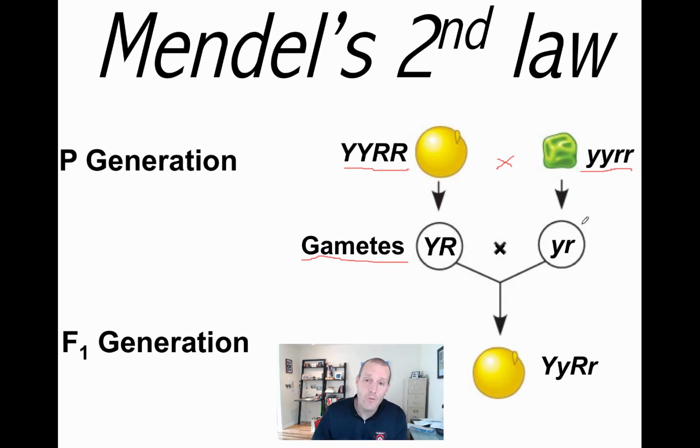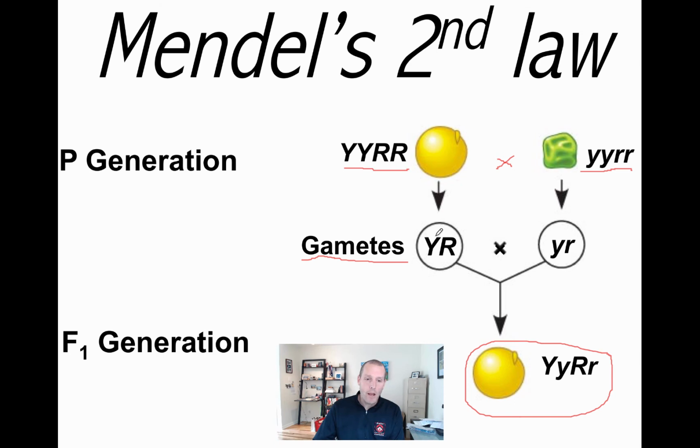And the same reasoning holds true for the other parent, and because that only has little y's and little r's, the gametes can only have little y and little r. Okay, so those are our two gametes. Now, if we do a fertilization event which brings these two gametes back together again, we end up with a plant that produces yellow round peas.